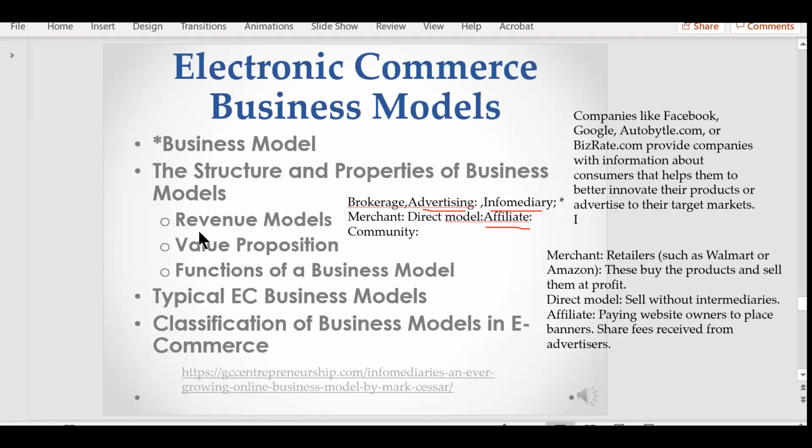So you are required to identify or recommend some of the revenue models for the new businesses that you'll be setting up, which is your individual assignment later on. And you're going to highlight what the value proposition is.